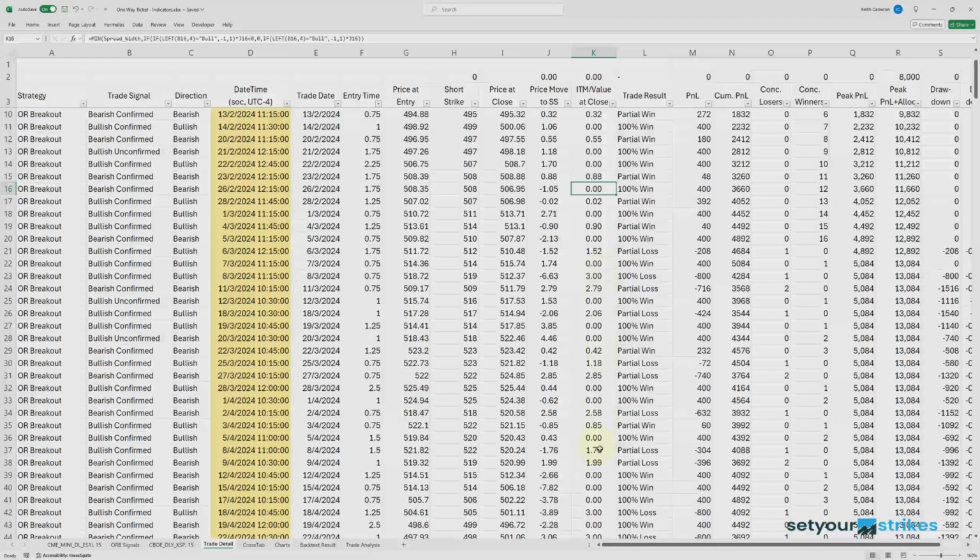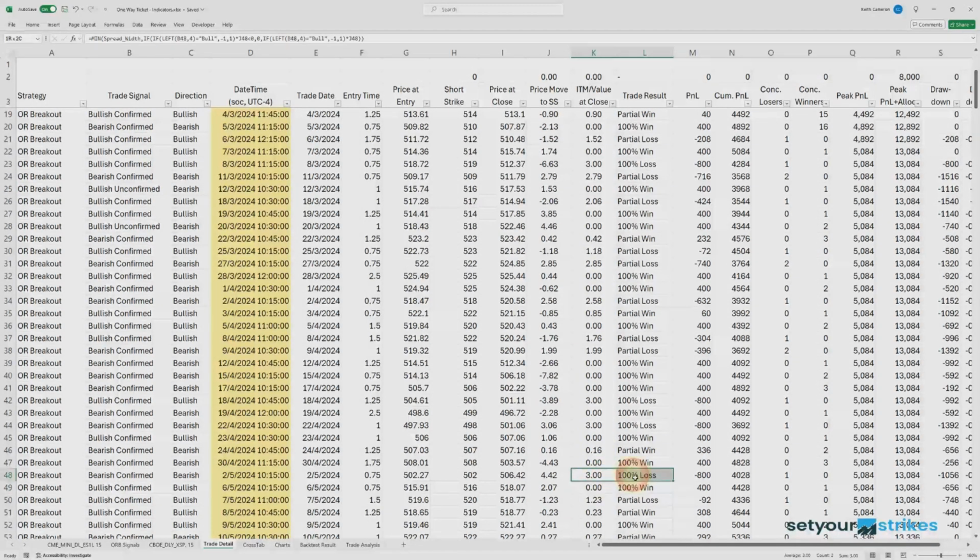Let's find an example of a $3 one. Here's one. $3 loss. It had a price move of $4.42. That's a bearish trade, so it's above our short strike by $4.42. It's going to calculate the closing value as $3. And again, the calculation here, we're just taking our value at expiration times the number of contracts times 100, and then adding back our average credit. Again, our average credit is $400. So pretty simple calculation. It's all built in.